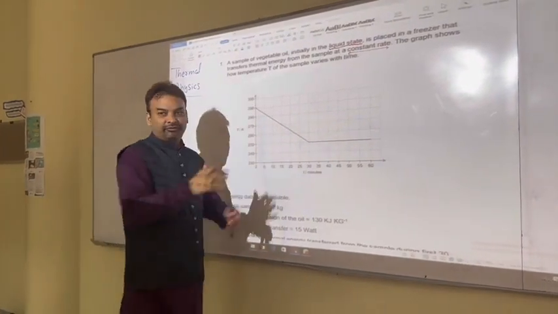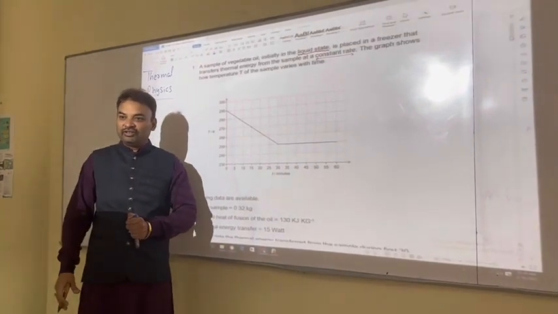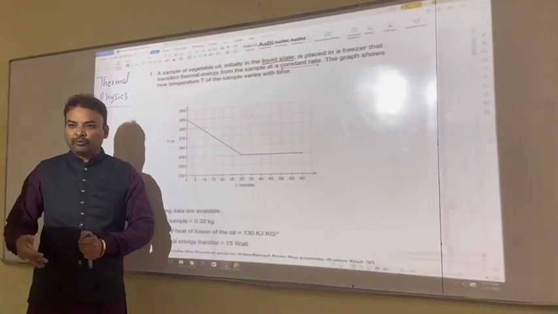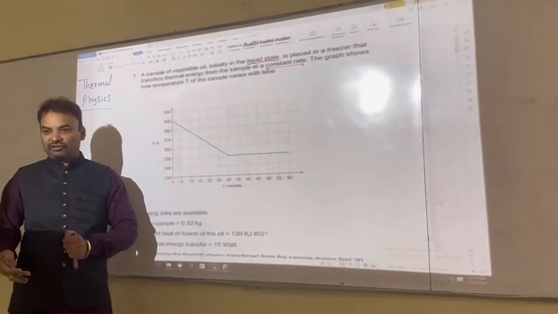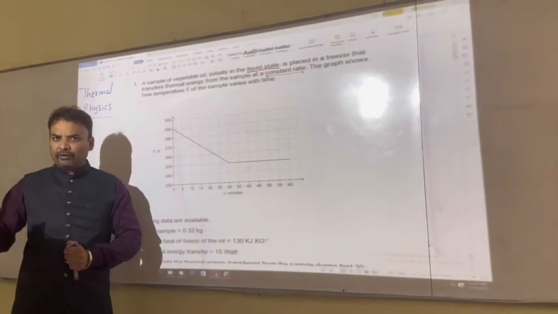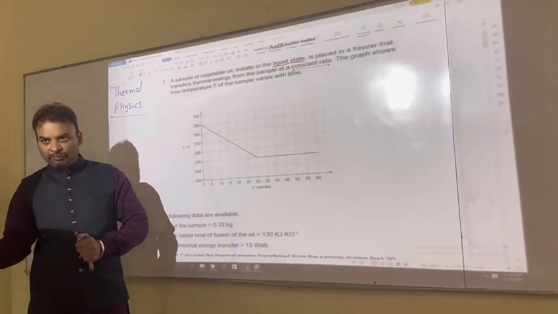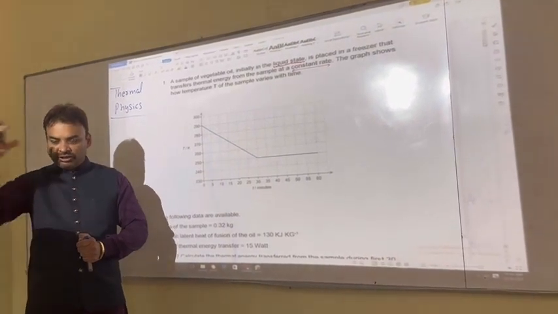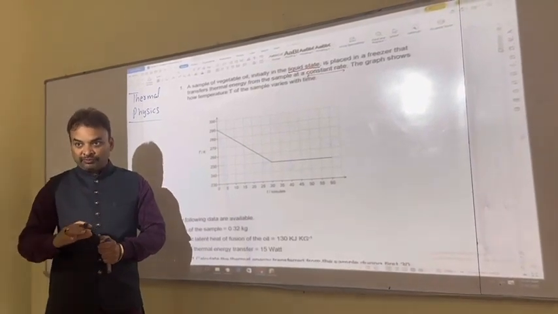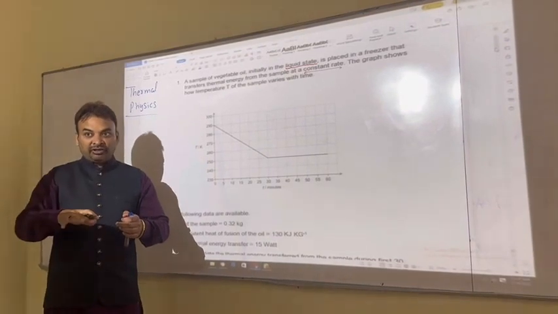Here we have a graph. What happens when we put some stuff inside the freezer, inside the refrigerator? What types of thermal physics is there? It's not a difficult question. When we put some stuff inside the refrigerator, the stuff is taken from room temperature and kept in the refrigerator, which is at quite low temperature. So the stuff is at high temperature, the refrigerator is at low temperature.